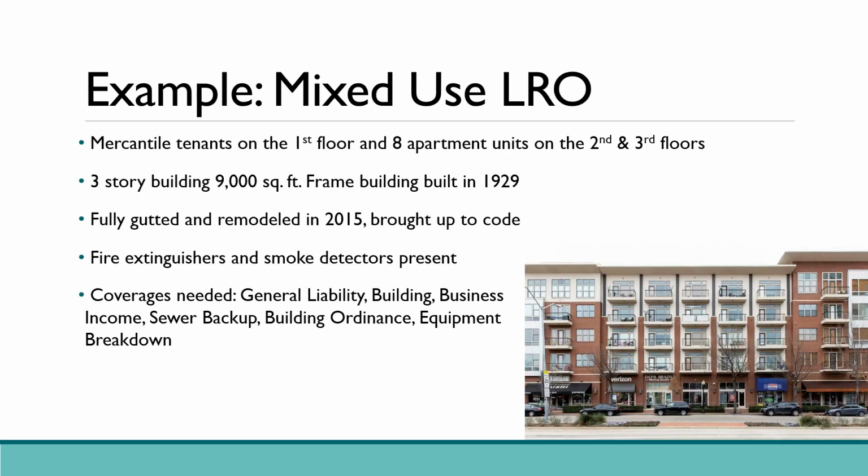Okay, so our last example will be about a mixed use LRO. So again, my definition of mixed use being apartment and commercial together. So in this instance, we've got mercantile businesses on the bottom and apartment units on the top couple floors. So it's a three-story building built in 1929. Like I said, those older buildings we definitely can look at. But it was fully gutted and remodeled in 2015 and brought up to code. However, there are still some carriers out there that will see that original year built as 1929 and just say no.